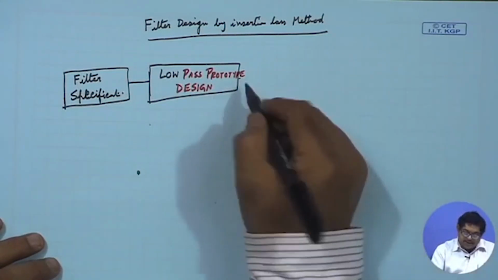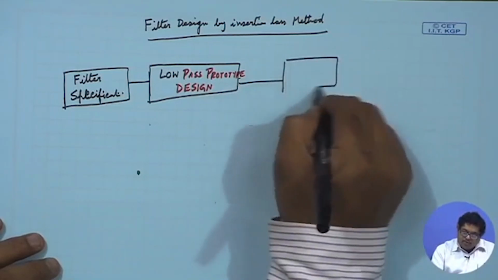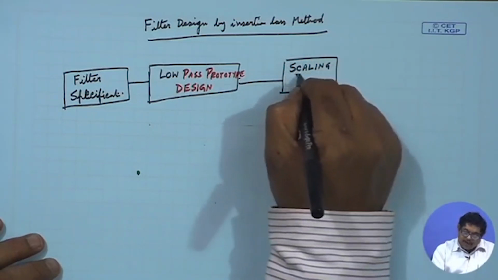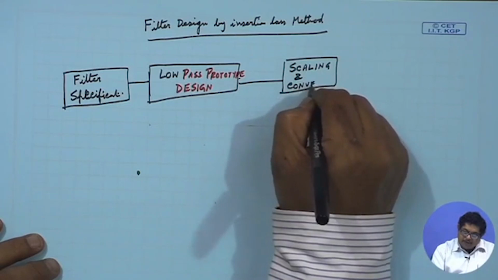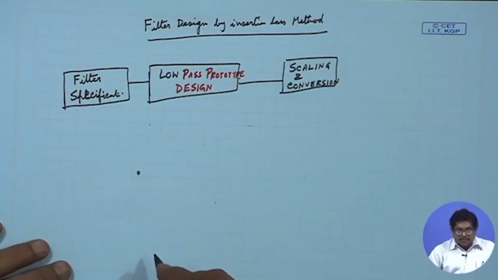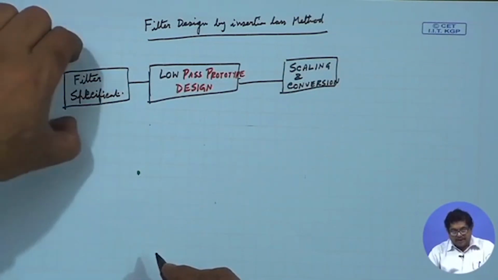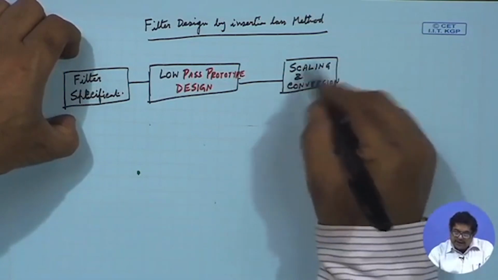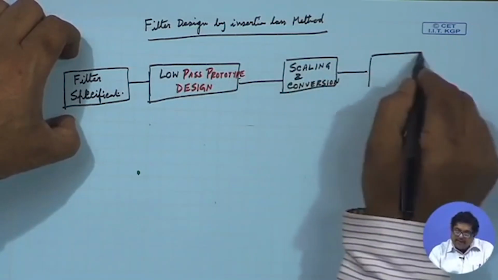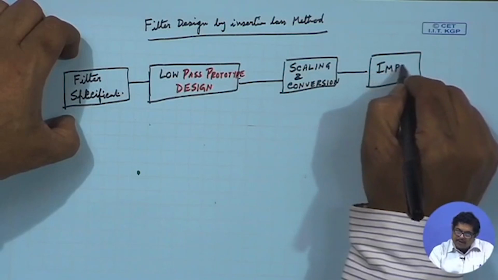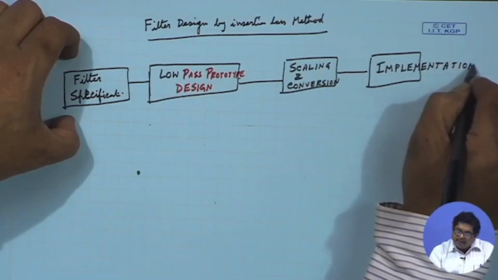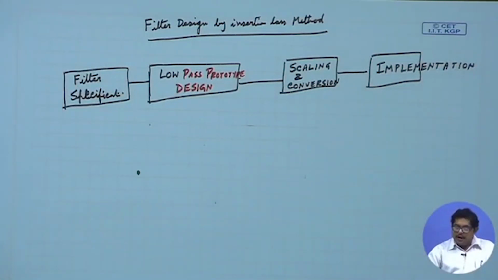Once we have done that, we will do some operations called scaling and conversion to make it meet the specification that the specifier or user has given. This is another important step in microwave filter design, and finally, we will see the implementation, that means how we implement it on actual microwave circuitry.